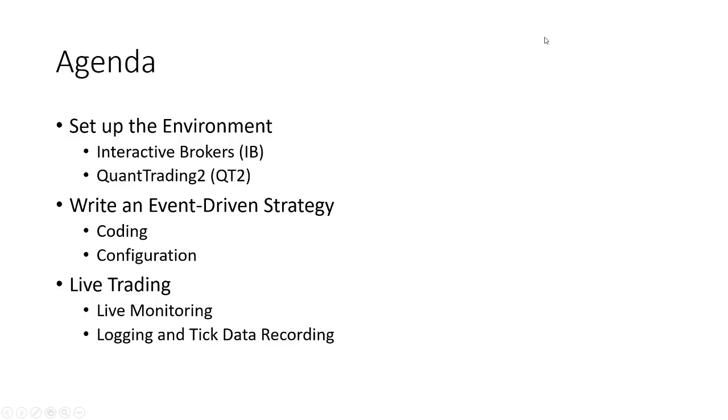Here's the agenda of this video. First, we are going to set up the environment for both Interactive Brokers, or IB, and QuantTrader tool, or QT tool. Both are free and easy to install. Next, we will write an event-driven strategy in Python and configure it for live trade. Then we are ready to do live trading. This step includes live monitoring, logging, and tick data recording, three components that are very important to algo trading.